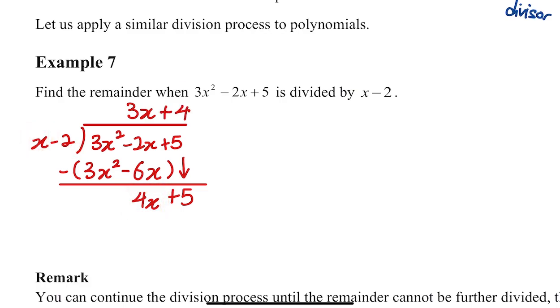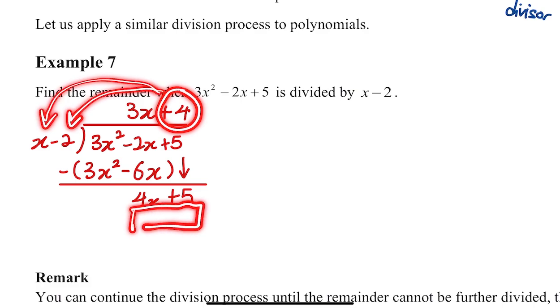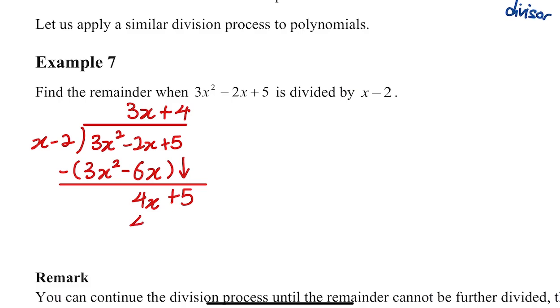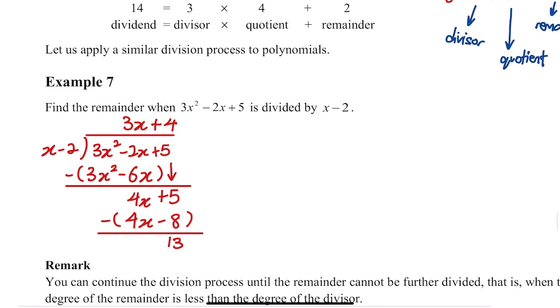Then I'll multiply this 4 to this entire divisor over here to write in this portion here. I will get 4x minus 8. Okay, then I put a minus bracket. I'm left with 5 minus negative 8, which will give me 5 plus 8, which is 13. Therefore, remainder is equal to 13.